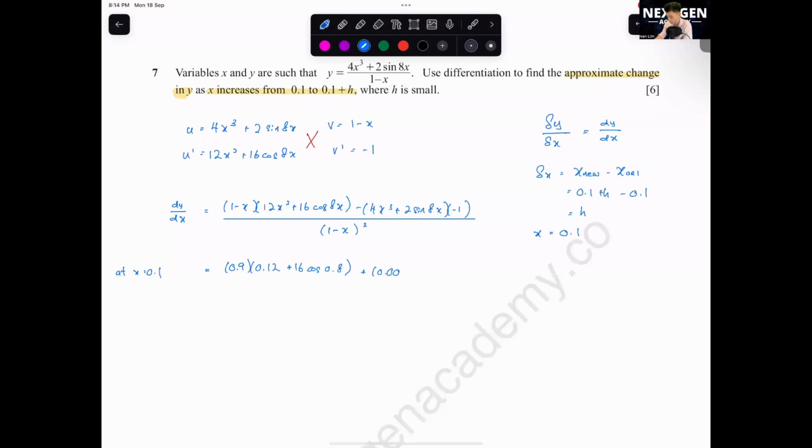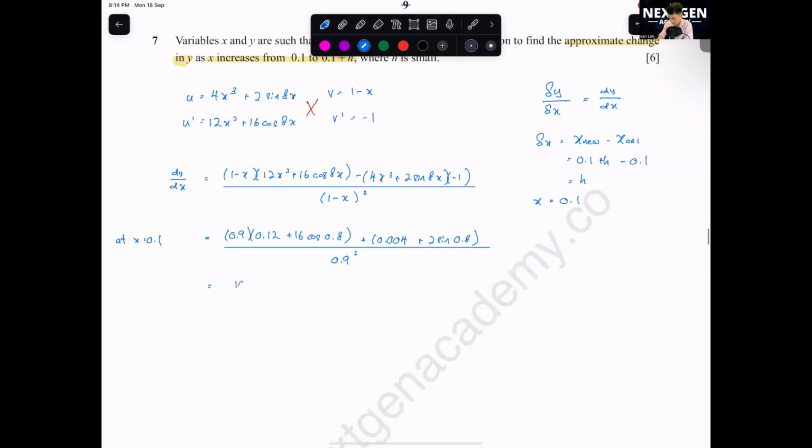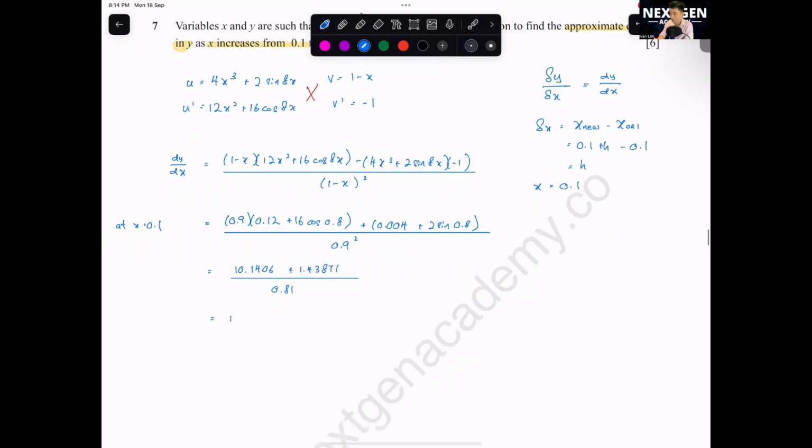It is 0.004 plus 2 sine 0.8 over 0.9 squared. Okay, type in the calculator. 10.1406 plus 1.43871 over 0.81. You'll end up with 14.295.